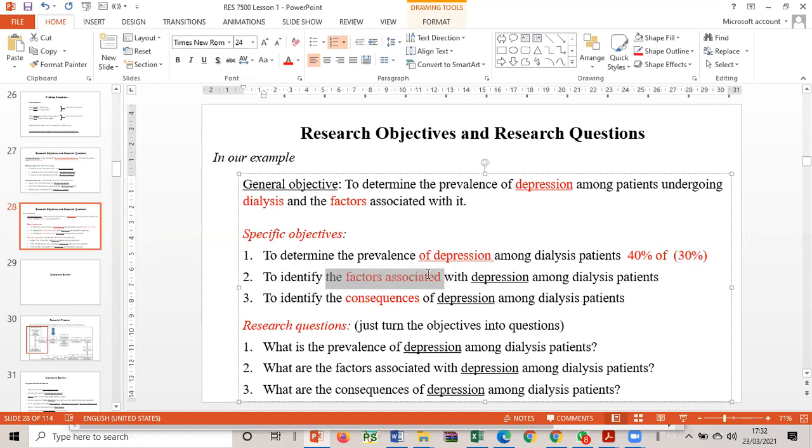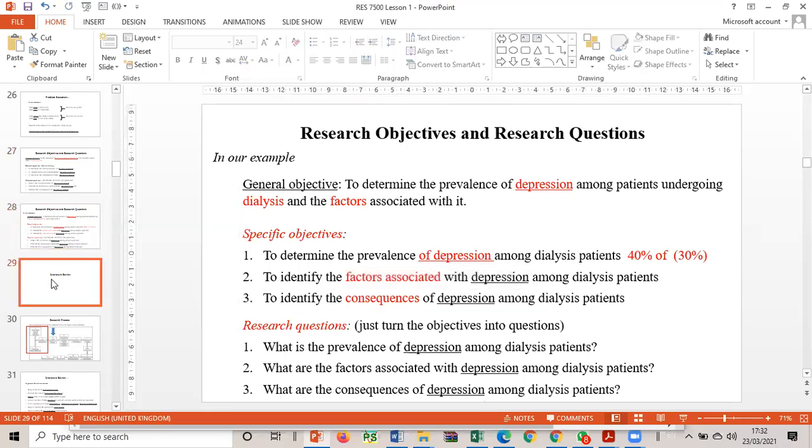What are the factors associated? Is it gender? Is it ethnicity? Is it level of education? We pinpoint it. What are the consequences? What happened? The person is depressed. What happened to him? Right? We analyze that. Right? So you haven't gone into what area, you are just telling what the factors are. How do you know which factors? That's where literature comes in. Right?